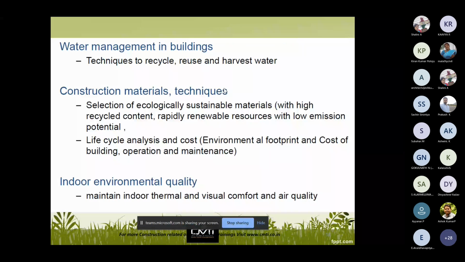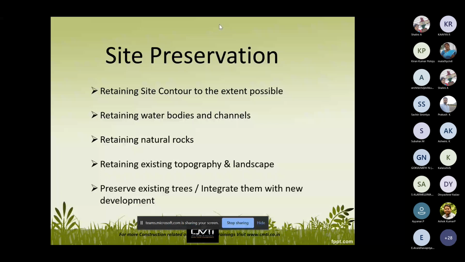This particular point I already spoke about, the contour. We have to retain the contour, the water bodies, and the natural rocks. If any rocks are there in your site, you have to retain them, and it is mandatory to get the approvals. We also spoke about retaining the existing topography and landscape, and we have to preserve the topsoil and reutilize it. That has scoring points.